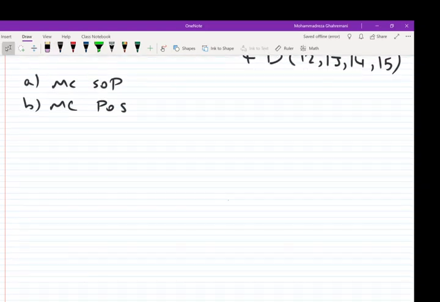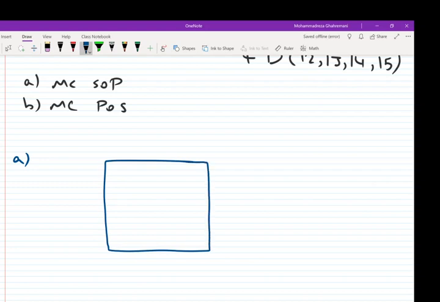First, let's design the minimum cost sum of products together. So part A, minimum cost sum of products. Let's draw our K-map. So here is the K-map.